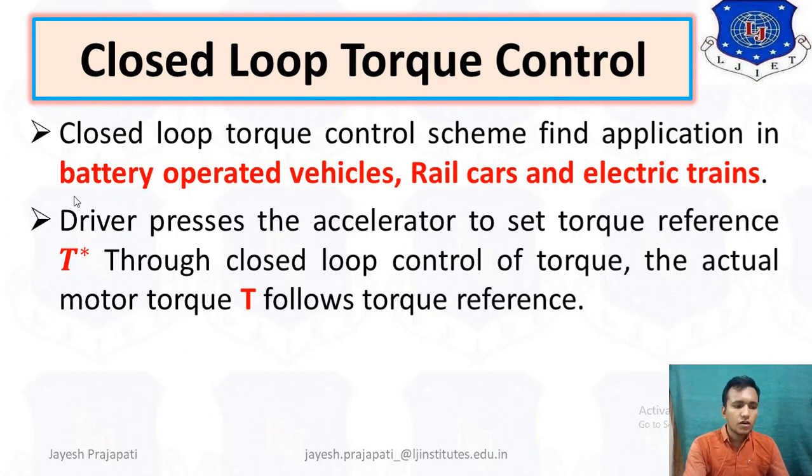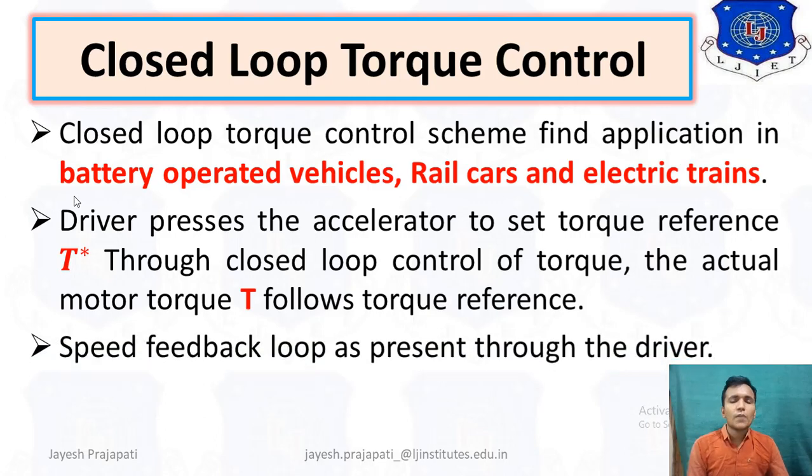Okay, so here the speed feedback loop is present through the driver. By putting appropriate pressure on the accelerator, the driver adjusts the speed depending on the traffic and road condition, car condition, his lifting condition and speed limit. So at those times you have to control by using the torque control system. So that is the actual application for vehicles, cars and trains.